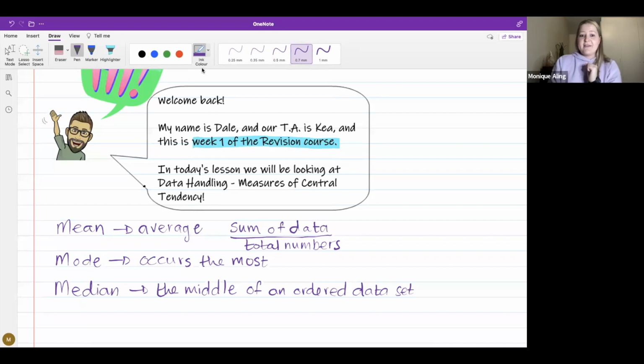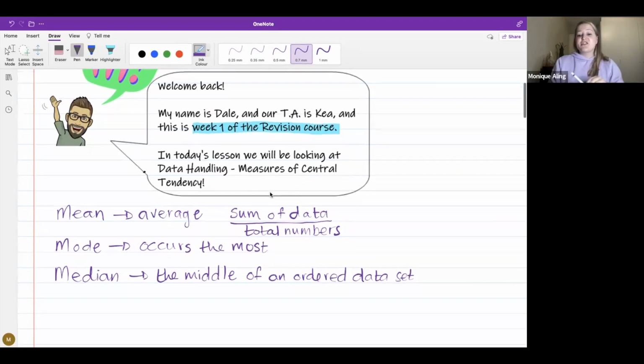Okay. Then, so that's looking at the measures of central tendency. Then we have something called measures of spread. What do you think our measure of spread is?